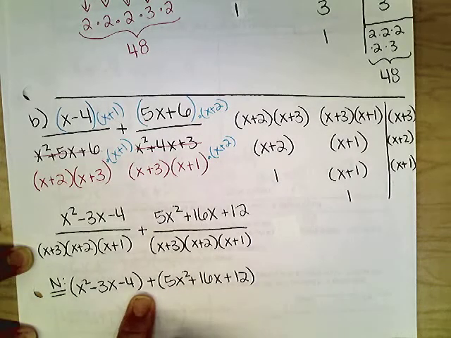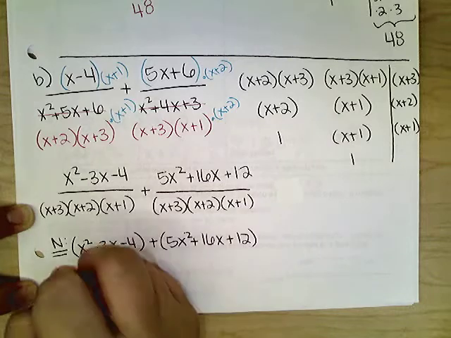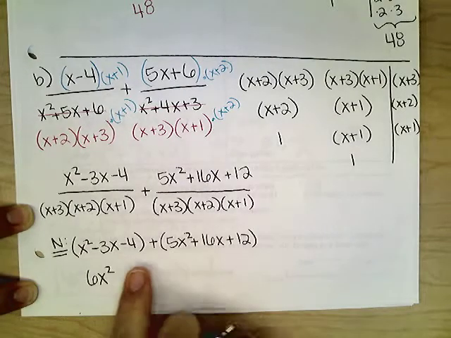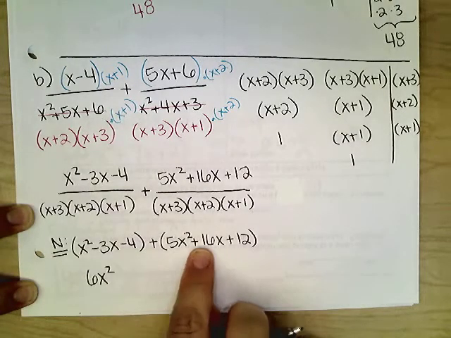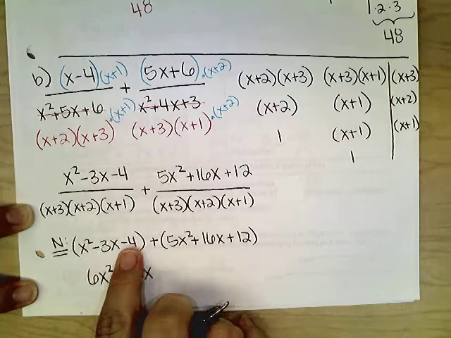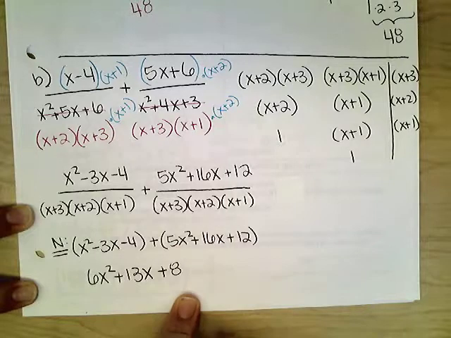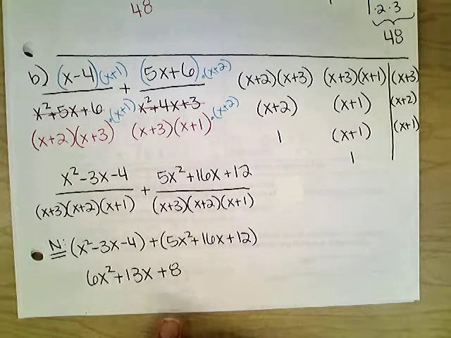Since we're adding the fractions, we can just add the like terms. X squared plus 5x squared gives us 6x squared. Negative 3x plus 16x gives us plus 13x, and negative 4 plus 12 gives us plus 8. And of course, we want to go ahead and factor that.